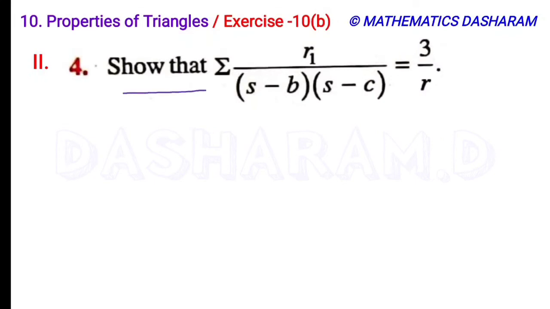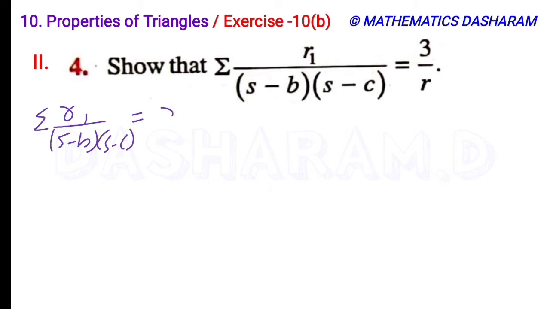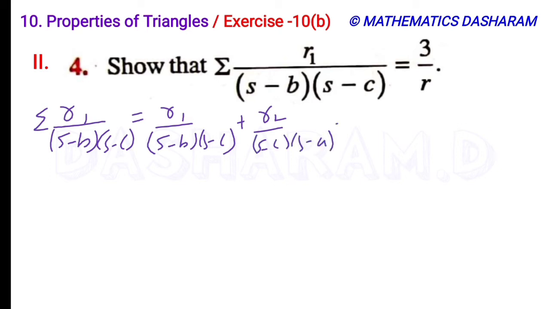Fourth question, show that sigma r1 by s minus b into s minus c equals 3 by r. So here sigma r1 divided by s minus b into s minus c. So let's expand the sigma. First r1 divided by s minus b into s minus c, plus r2 divided by s minus c into s minus a, plus r3 divided by s minus a into s minus b.